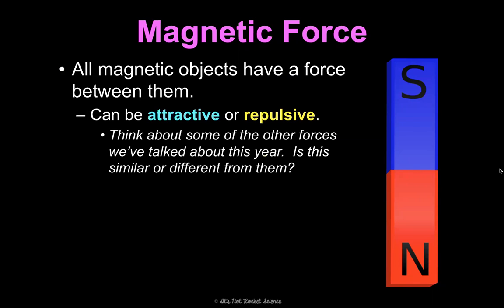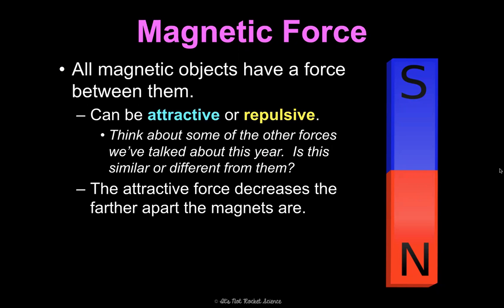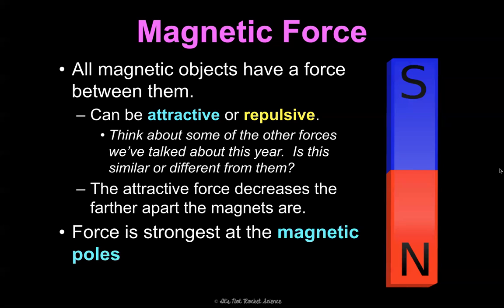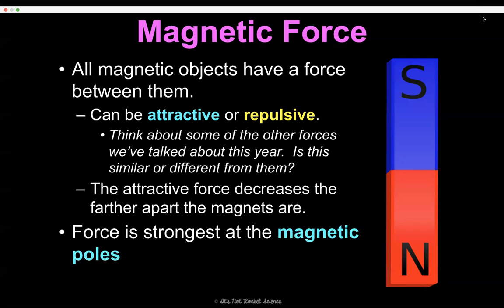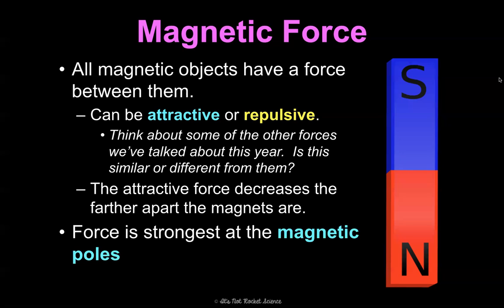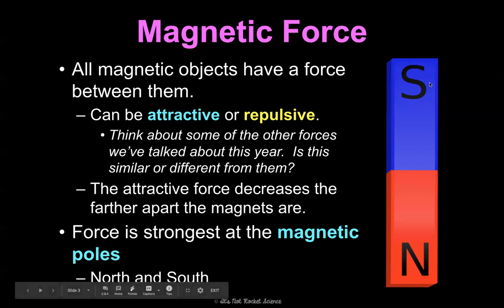So, is this similar or different from other forces we've talked about? We've talked about gravity. We've talked about electricity. Are there similarities or differences? The attractive force decreases the farther apart the magnets are. Or in other words, if you hold a magnet far enough away, it won't attract anymore. Force is strongest at the magnetic poles. And the magnetic poles are called north and south.